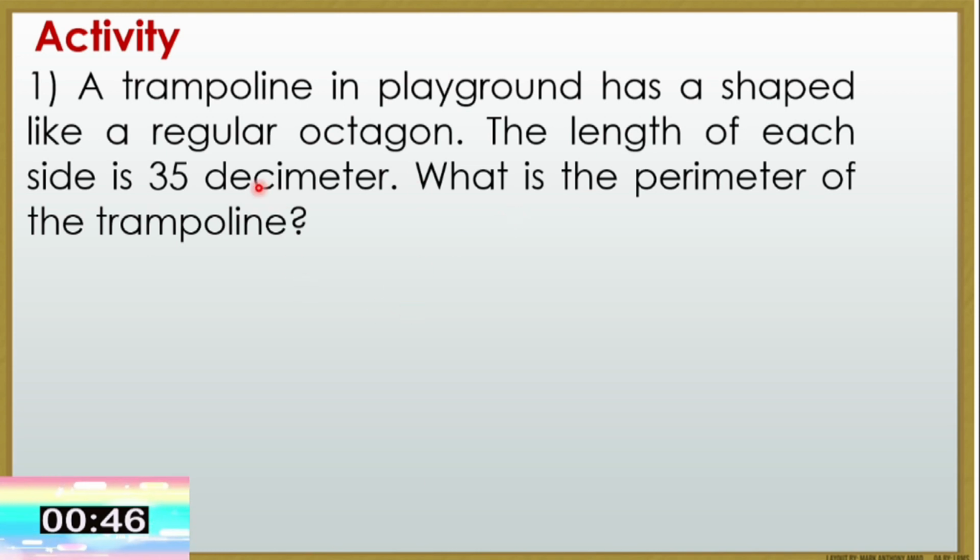Again, take note, the shape is a regular octagon. So, the length of each side is 35 decimeters. Then find the perimeter of the trampoline. So, an octagon is an 8-sided polygon. So that would be the clue. Then find its perimeter. Okay, you have 17 seconds left.